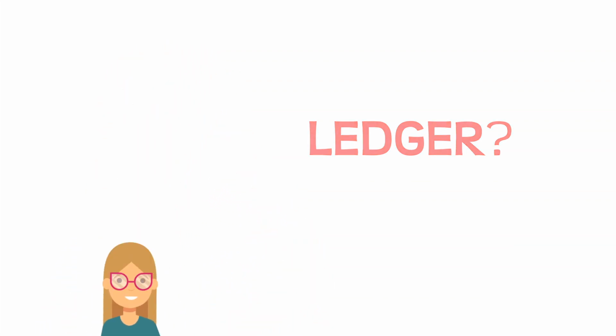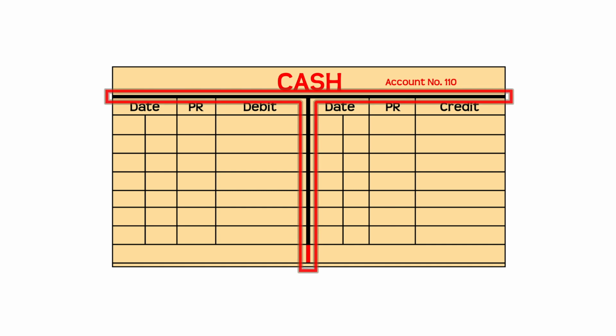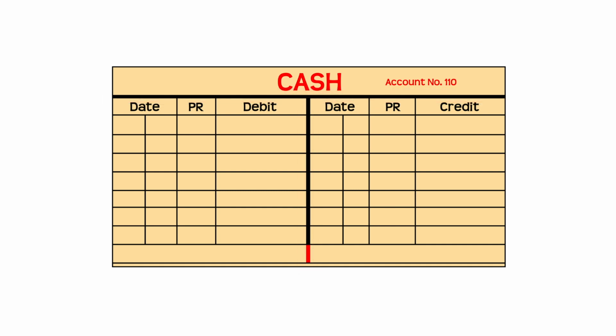A ledger looks like this. The ledger contains the account title, date of the transaction, posting reference, the debit and the credit column, and the account number. The most common form is the two-column ledger where it resembles the letter T, wherein the left is the debit side and the right is the credit side.